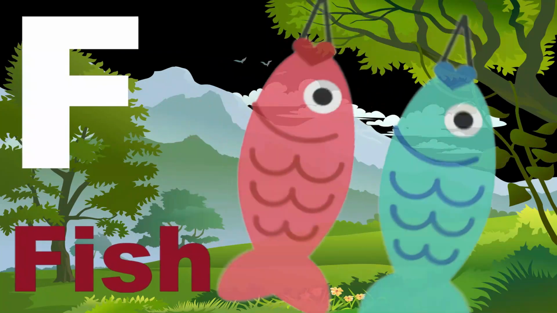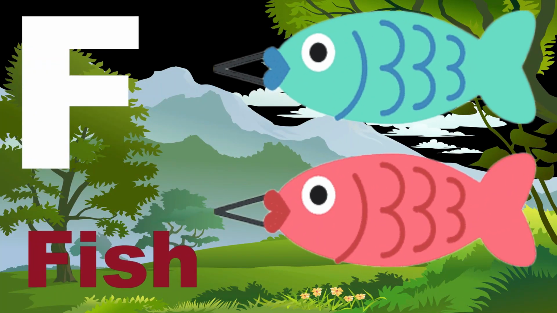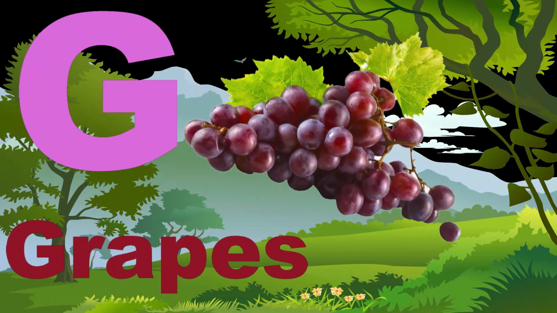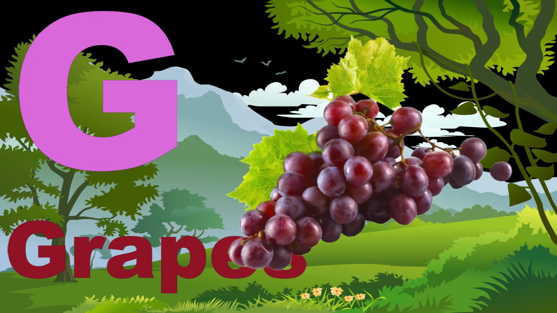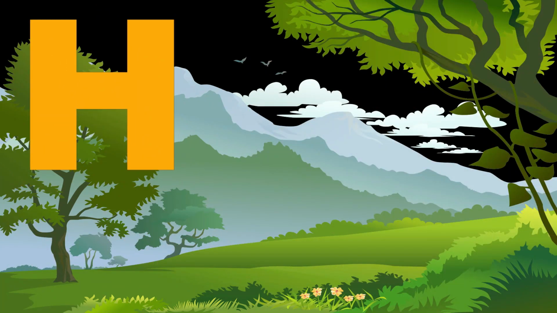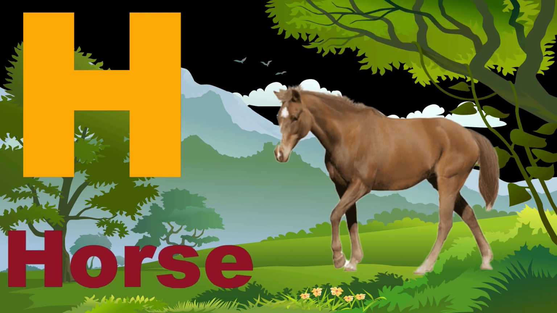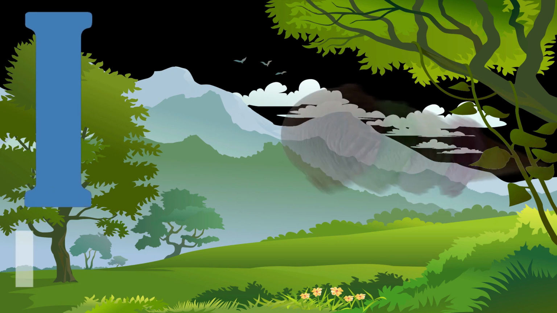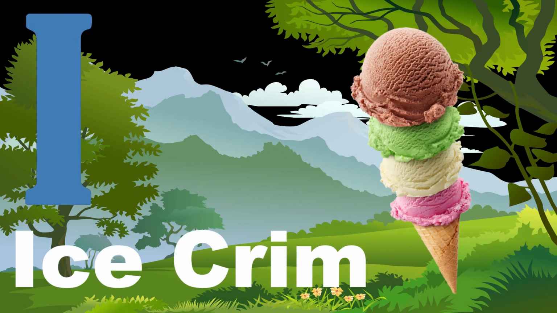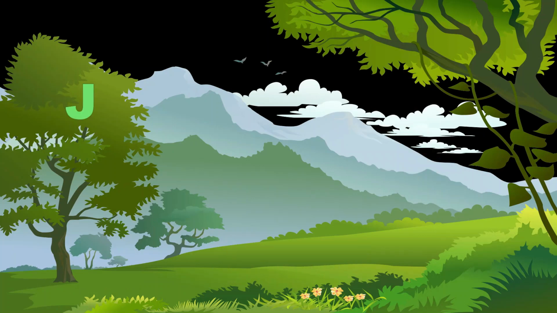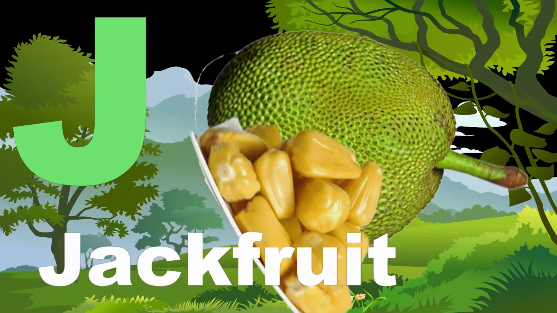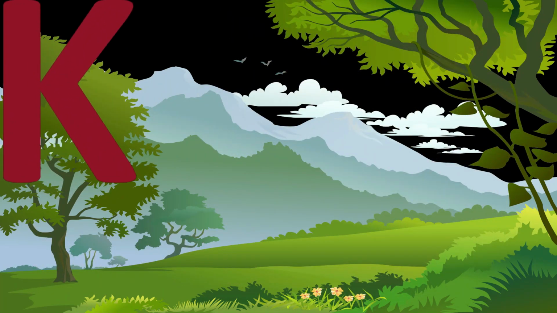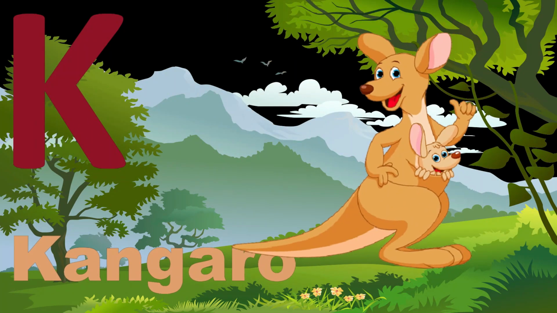F for fish. G for grapes. H for horse. I for ice cream. J for jackfruit. K for kangaroo.